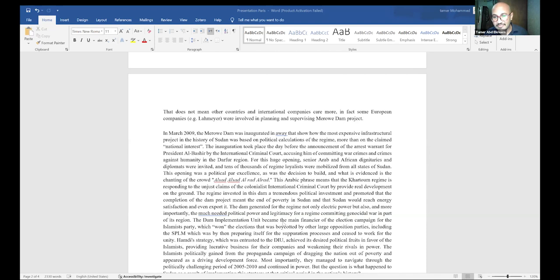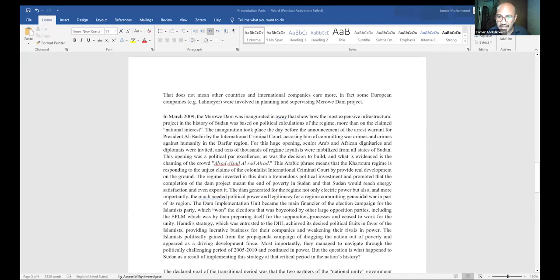This Arabic phrase means the Khartoum regime is responding to the unjust claims of the colonialist International Criminal Court by providing real development on the ground. The regime made a tremendous political investment in this dam and promoted that the completion of the dam project meant the end of poverty in Sudan, and that Sudan would reach energy satisfaction and even export it.